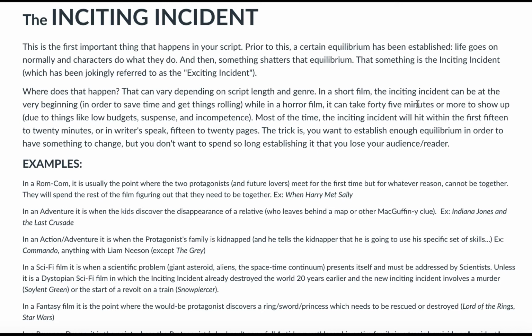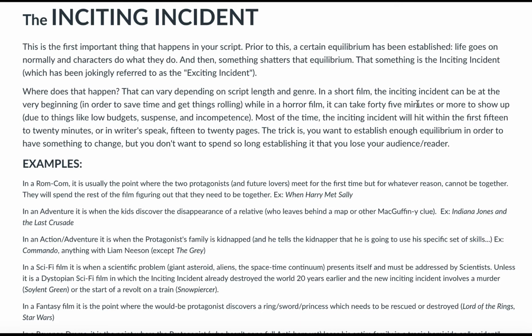So where does that happen? That could vary on the script length and genre. In a short film, the inciting incident can be at the very beginning in order to save time and get things rolling. I've definitely done that in films before, where the very first scene, character walks in, boom, that's the inciting incident right there, just because of the fact that it was cheaper to shoot it that way.